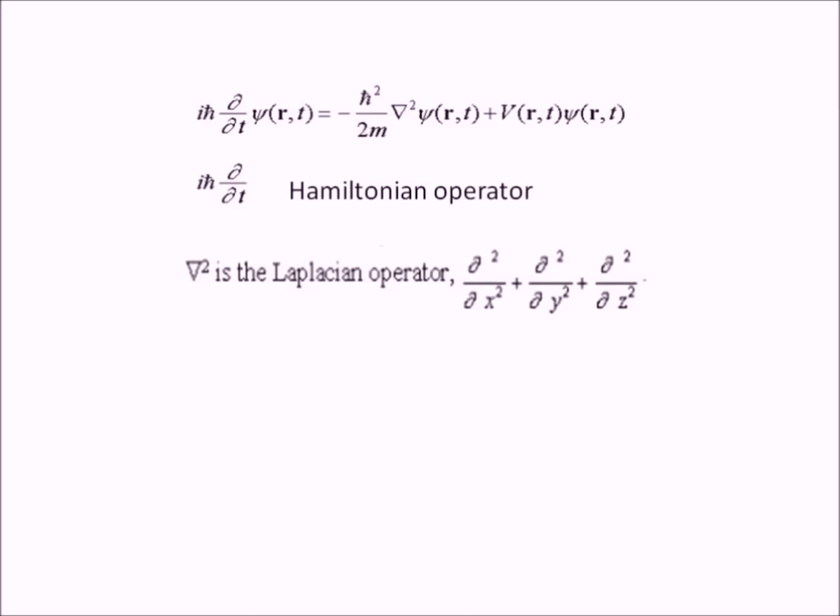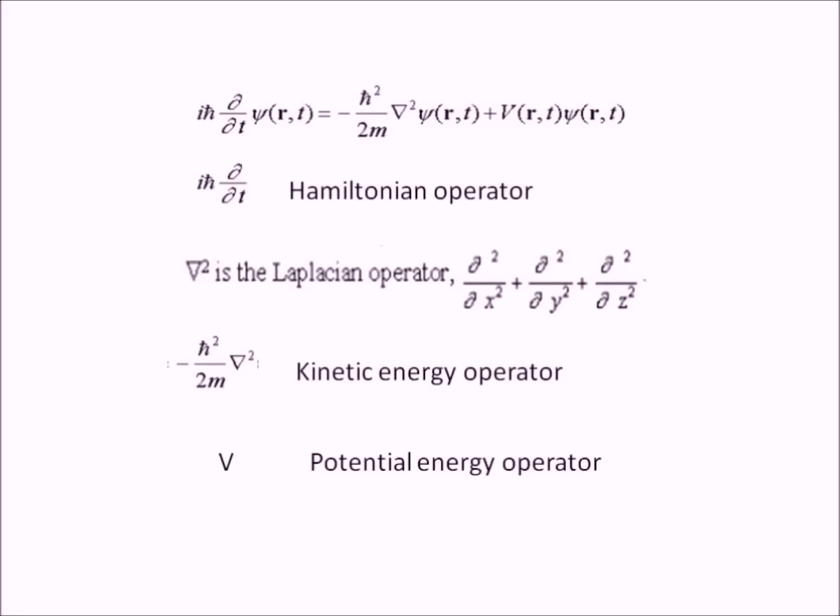Del square is the Laplacian operator and its value is ∂²/∂x² plus ∂²/∂y² plus ∂²/∂z² in 3 dimensions. If we are dealing with one dimension only, we can choose any coordinate between x, y and z, but conventionally we choose only the x coordinate. Then minus ħ² by 2m ∇² is the kinetic energy operator and V is the potential energy operator.